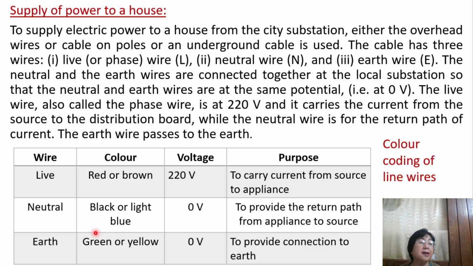Okay, then the earth wire. Earth is either green or yellow. Okay, when you see the green or the yellow, it means it's the earth wire, and it operates at 0 volt. Its purpose or function is to provide connection to the earth. So from these colors, we will be able to make out which wire is for what purpose.